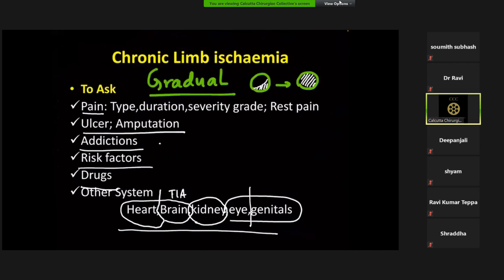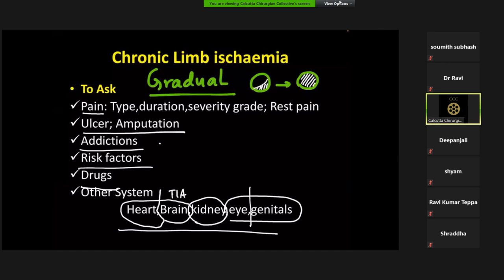Now, the other side of the story is something we call chronic limb ischemia. Chronic limb ischemia is always a very slow process. In the slow process, there is a gradual narrowing of the artery. The basic idea is that there is a gradual narrowing in the lumen of the artery. The artery lumen gets gradually choked.